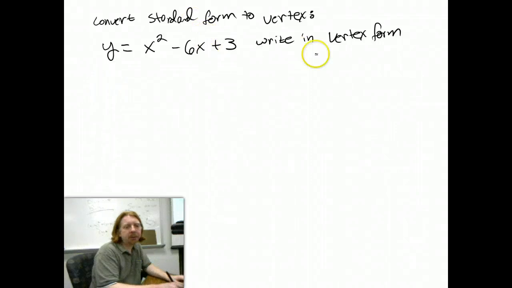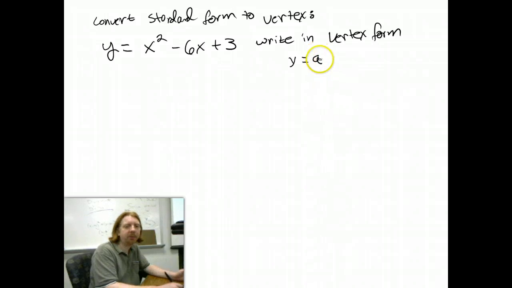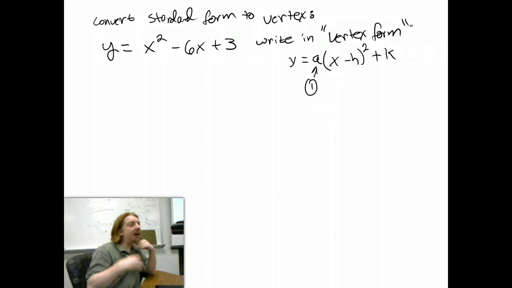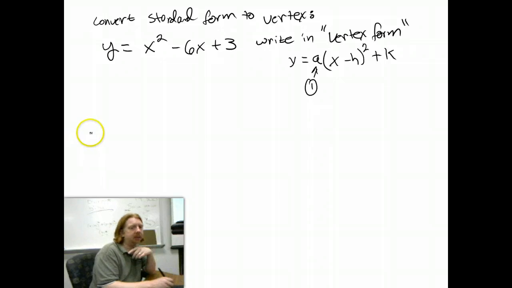Okay. Now remember, the goal is to end up in this format. Y equals, now A, we're not going to use for our purposes yet. So we're going to assume that to be 1. X minus h quantity squared plus k. That's what my answer should look like if it's in vertex form. So I have a goal of where I'm headed. Well, h and k represent the vertex. So what this problem is really asking is, what's the vertex?